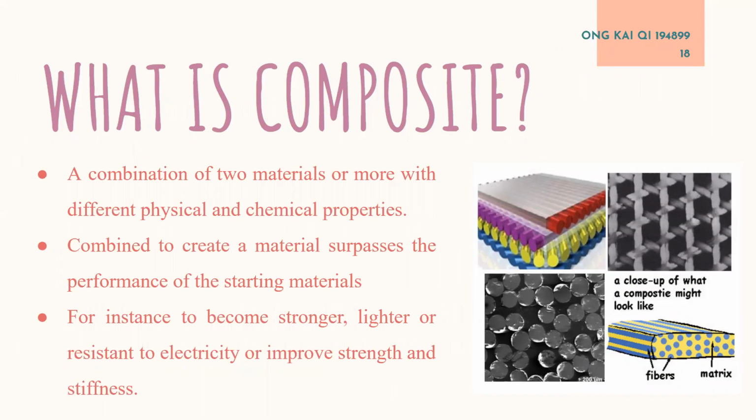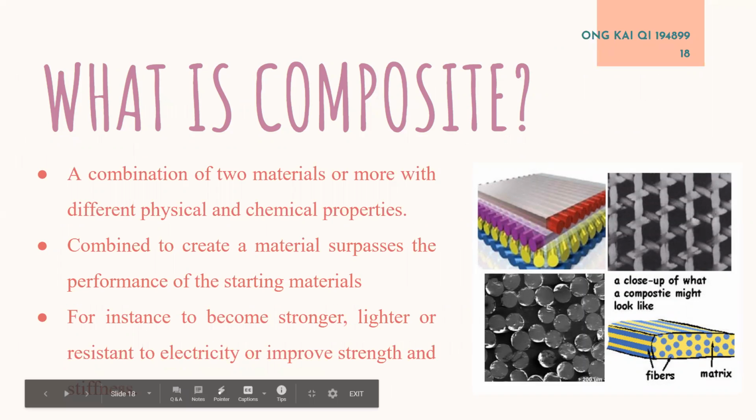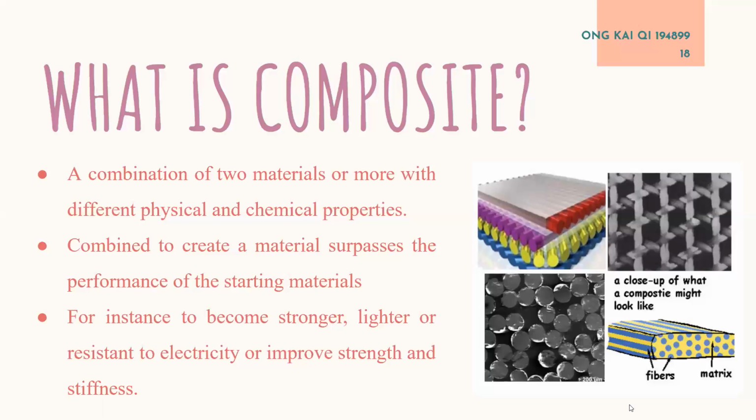Hello everyone, my name is Ong Kai Chi and my matrix number is 1948999, and I'm going to talk about the topic of what is composite. Composite is a combination of two or more materials with different physical and chemical properties. It is combined to create a material that surpasses the performance of the starting materials, for instance, to become stronger, lighter, or resistant to electricity, or to improve strength and stiffness.